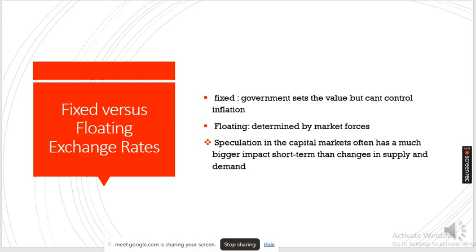You should take note of this. In the capital markets, speculation has a much bigger impact in the short term. Why? Because supply and demand are bound to change. So in the short term, speculation is a major cause of devaluation of the currency, because people will always be speculating to say the kwacha may devalue or the price of maize will increase. So that is the major cause.